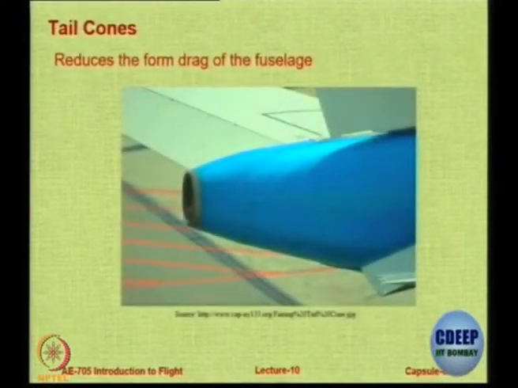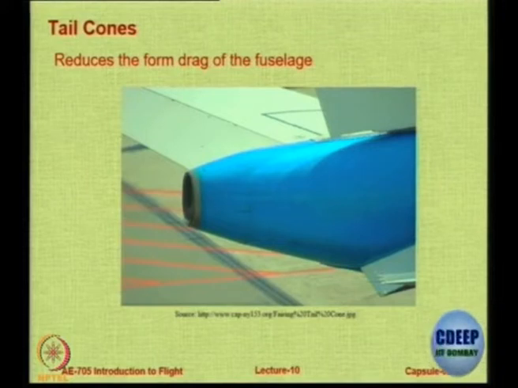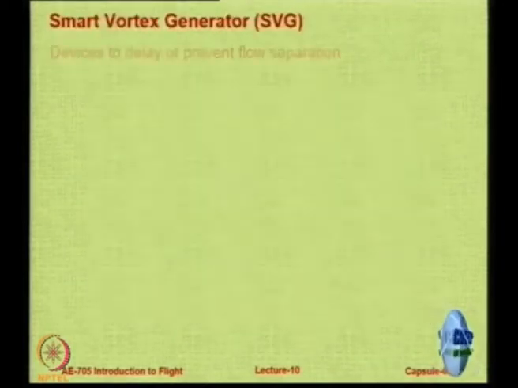And also the tail cone. So what is inside this particular area normally? What do we have inside this? APU, auxiliary power unit. Okay. So the tapering of the rear and the shaping is done essentially for reducing the form drag of the fuselage.